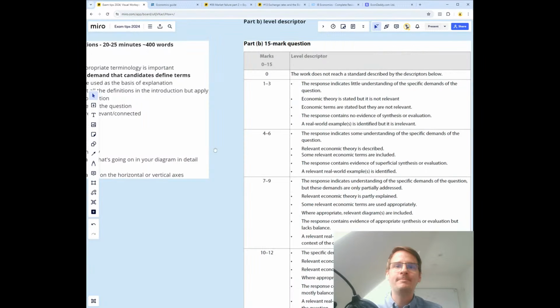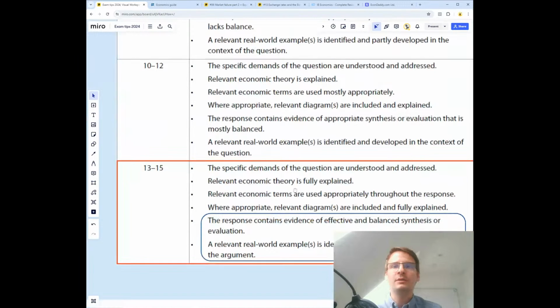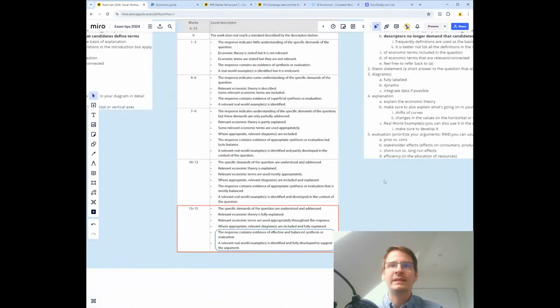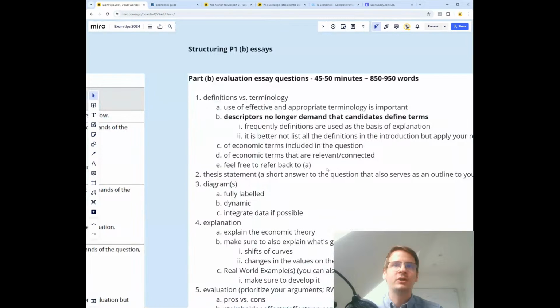Part B, if you check out the level descriptor, has 2 more bullet points. I'm sure most of you already know that the response has to contain evidence of effective and balanced synthesis or evaluation, and also the real world examples that have to be not only identified, but fully developed to support the argument. Let's have a look at how I would structure such an essay.